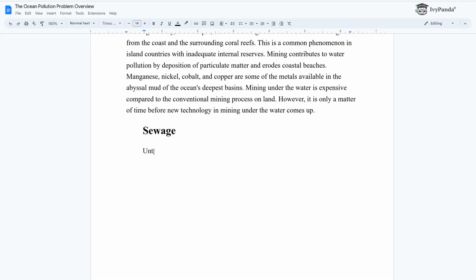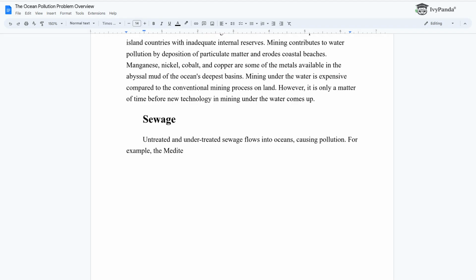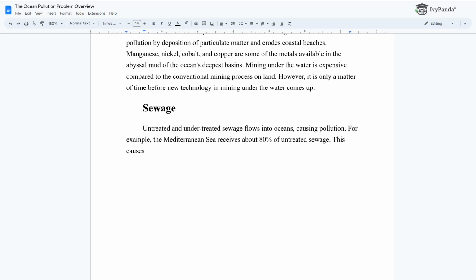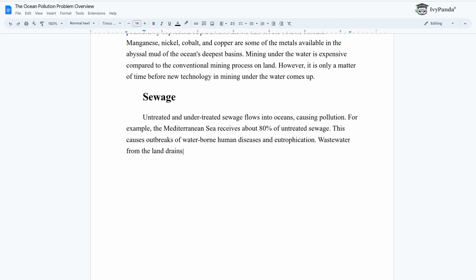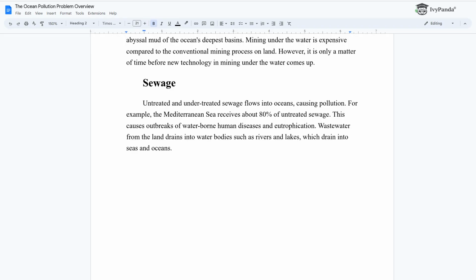Sewage. Untreated and undertreated sewage flows into oceans, causing pollution. For example, the Mediterranean Sea receives about 80% of untreated sewage. This causes outbreaks of waterborne human diseases and eutrophication. Wastewater from the land drains into water bodies such as rivers and lakes, which drain into seas and oceans.